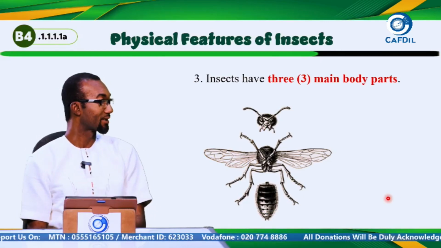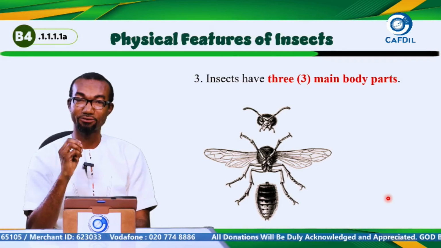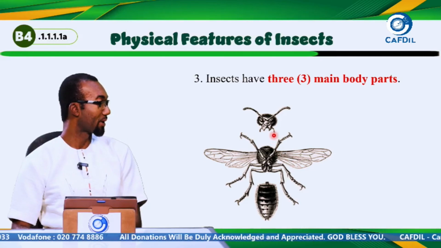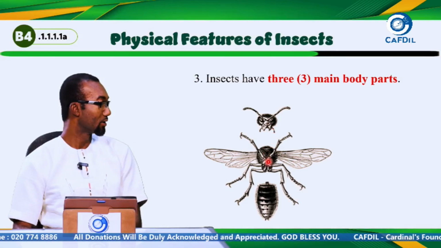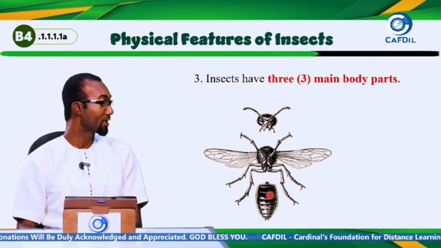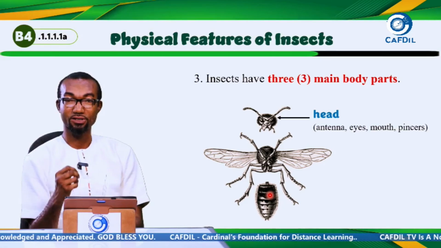Insects have 3 main body parts. That is the third physical feature. They have 3 main body parts. So these are the 3 main body parts of insects. 1, 2, 3. So let's look at their names. The first one is the head.